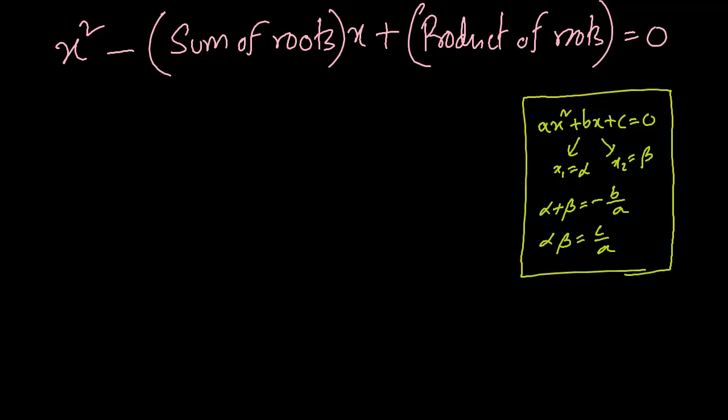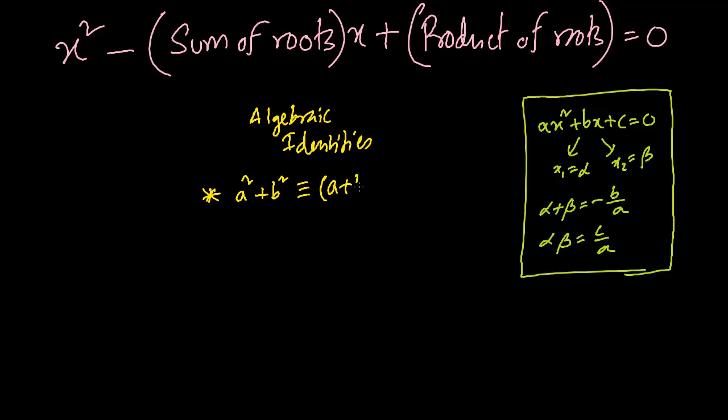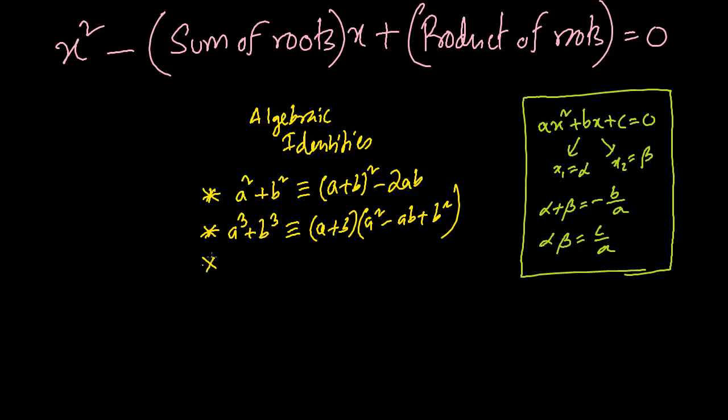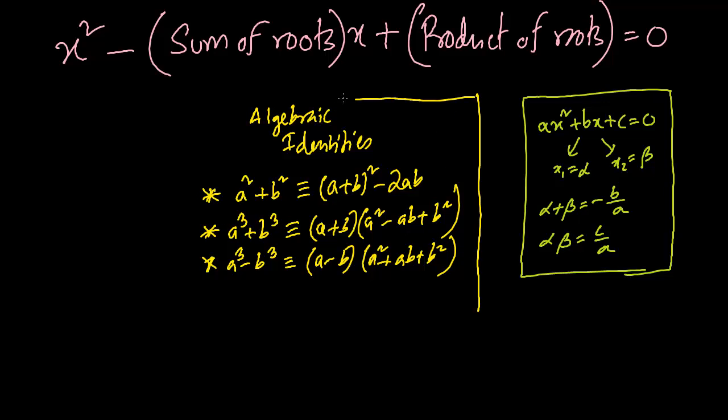Now there is another information that we need to know, is the algebraic identities. So the algebraic identities are, first of all, a squared plus b squared is identical to (a plus b) whole squared minus twice ab. Then a cubed plus b cubed is identical to (a plus b) times (a squared minus ab plus b squared). And then we have a cubed minus b cubed is identical to (a minus b)(a squared plus ab plus b squared). So these three algebraic identities will help us to simplify the sum of the roots and the product of the roots.